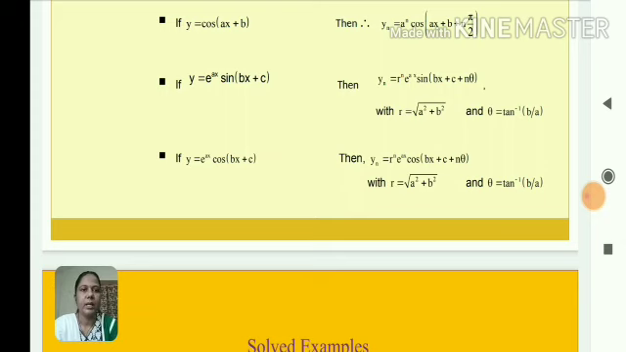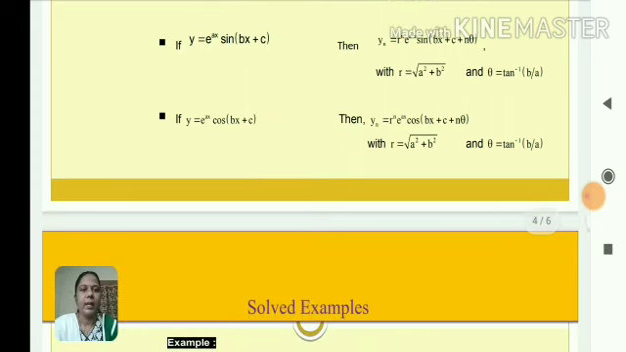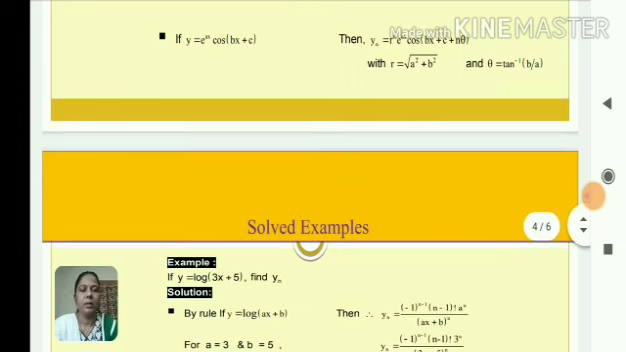Next is e raised to ax sin(bx plus c), then y_n is r raised to n, e raised to ax sin(bx plus c plus n theta), with r equal to under root a square plus b square, and theta is tan inverse b upon a. Similarly, for e raised to ax cos(bx plus c), y_n is r raised to n, e raised to ax cos(bx plus c plus n theta), with r under root a square plus b square, and theta is tan inverse b upon a.